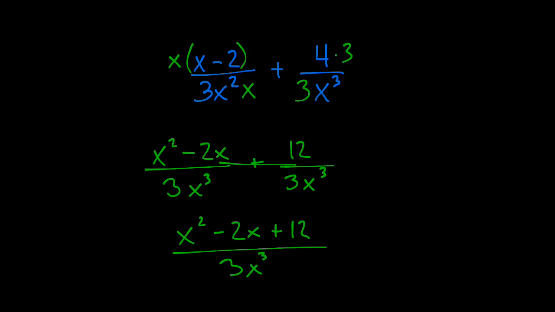And one last thing that we should try to do is see if the top factors. It doesn't look like it does, but we would want to factor just in case anything in the top would reduce with anything on the bottom, just like we would look to reduce after adding a fraction, right? If we add two fractions and we end up with 8 over 10, we would want to reduce that. So we would factor the top and see if it cancels out with any factors on the bottom.